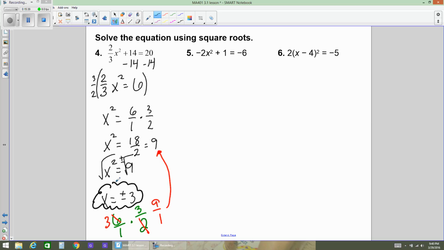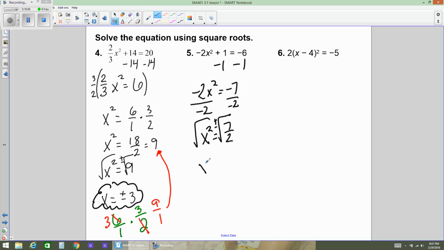All right, number 5, negative 2x squared plus 1 equals negative 6. Well, we have to start this by getting rid of that 1. So negative 2x squared equals negative 7. Divide by negative 2. Get x squared equals 7 halves. Square root both sides, remembering the plus or minus. And x is equal to plus or minus square root of 7 over 2.